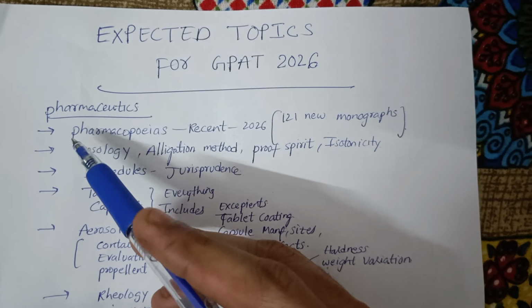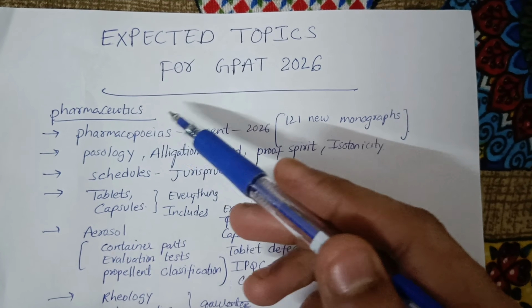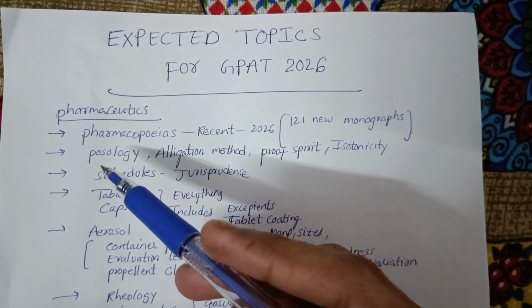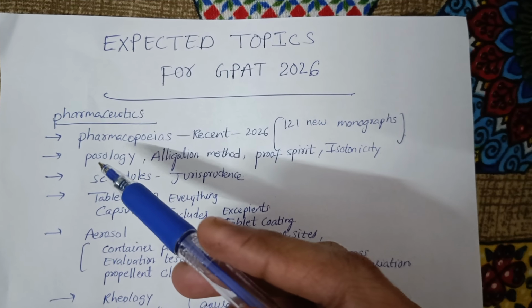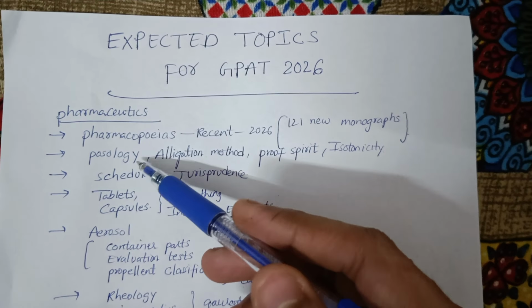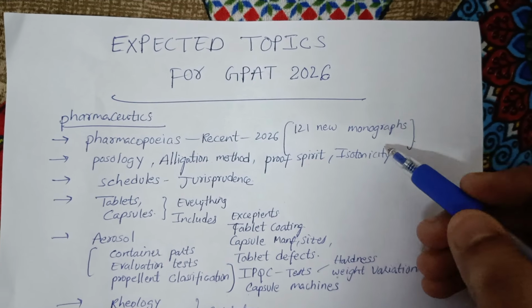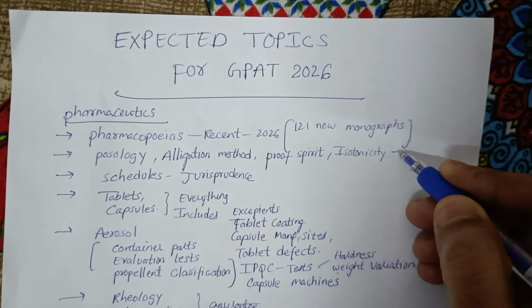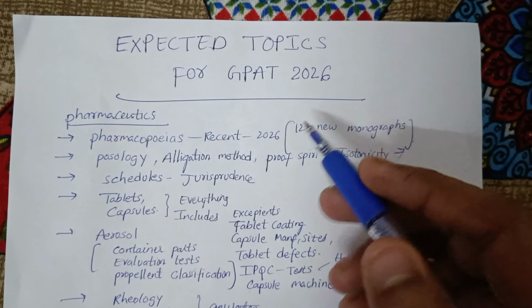So a question from the pharmacopoeia can be expected, and there were no questions from posology or the allegation method in last year's question paper. So this time we can expect a question from posology, allegation method, proof spirit, or isotonicity. So focus on the MCQs or problems on these topics.